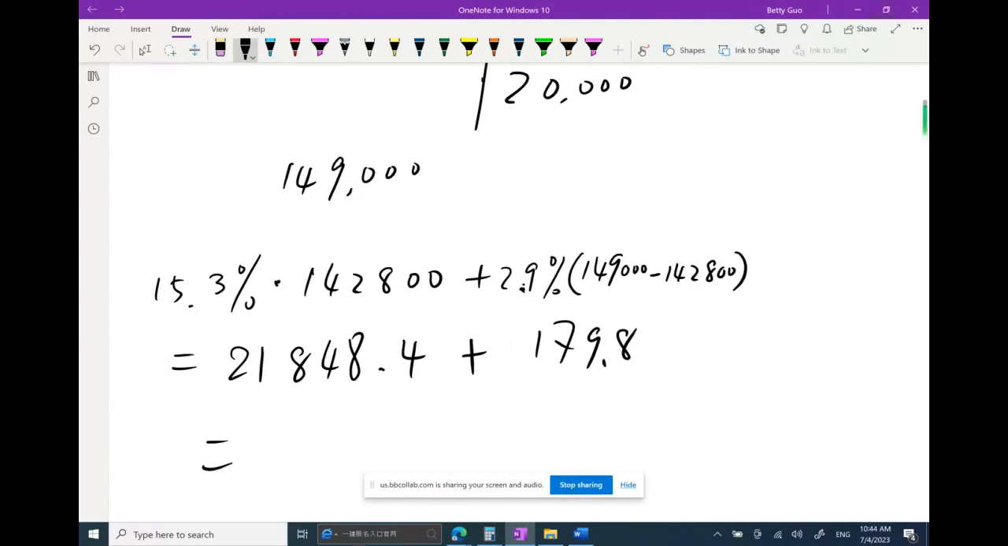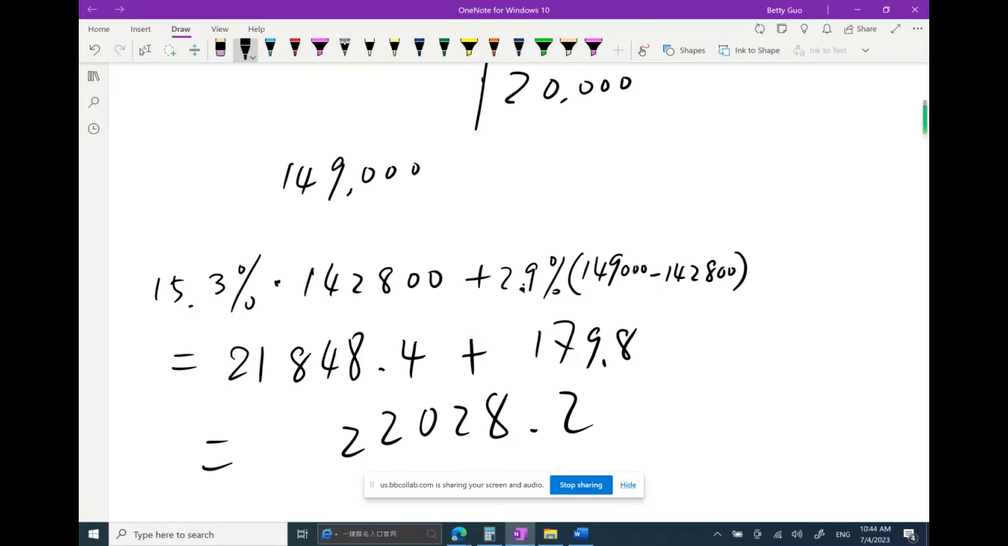As a self-employed person, he has to pay both as himself and as employer of himself. So add that on top of 21848.4, and we have 22028.2. Okay. So I should have everything correct.